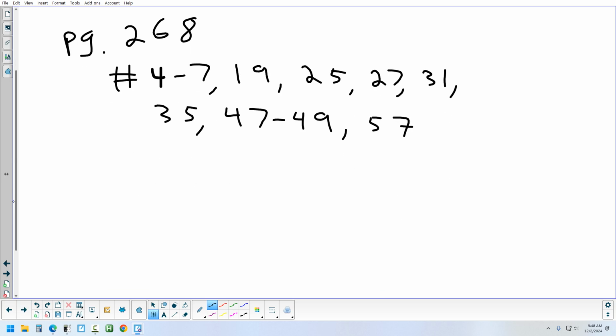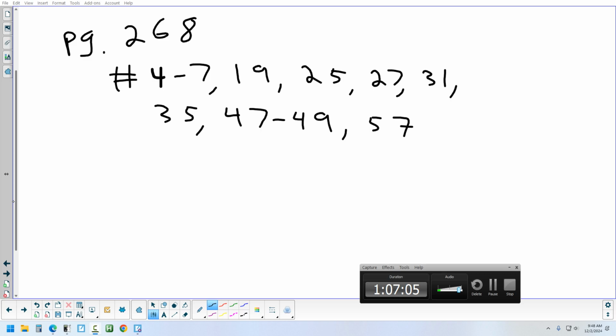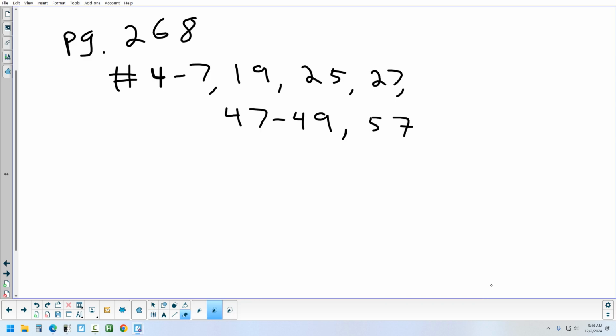Okay, let me double check that. Okay, so homework on page 268, it's 4 through 7, 19, 25, 27, and then 47 and 49, and 57. Okay, so we'll take a look at that tomorrow, and then we'll do section 5.4.